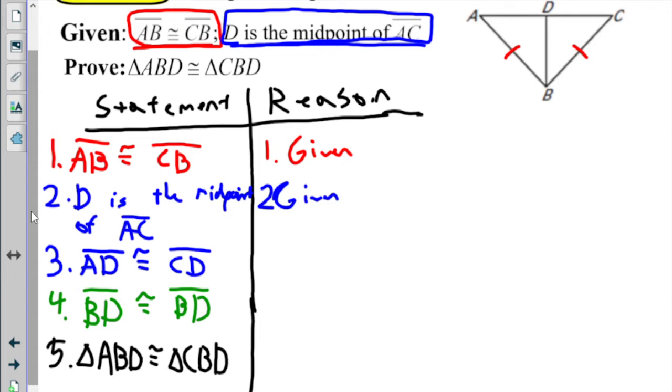So on this one, we need to use the fact that D is the midpoint of AC to explain how we get from there to the segments being congruent. All right, so we are going to use that fact of a midpoint. What is a midpoint? It bisects it, divides the segment, goes right in the middle. That gets me from there to congruent sides.